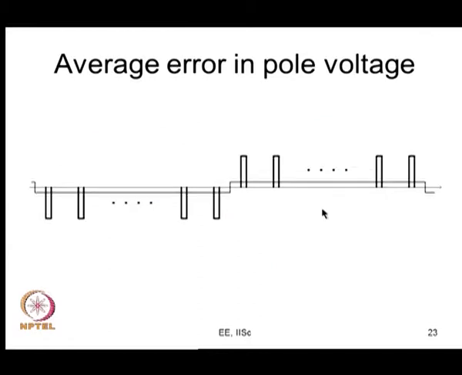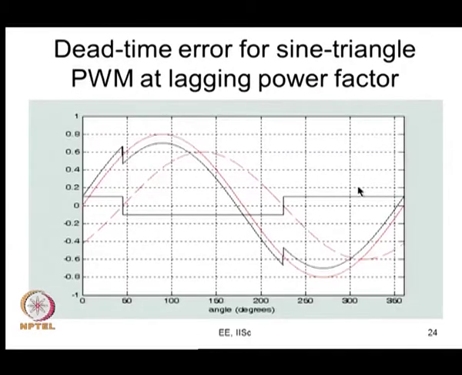Let us go back here. So, these are the error voltage, the average error in the pole voltage which we saw. What we are going to look at is how the variations are. This is what I had plotted by hand, here it is shown plotted already. This is sinusoidal sine triangle PWM. The average pole voltage is expected to be like this, but the average pole voltage actually changes like this.